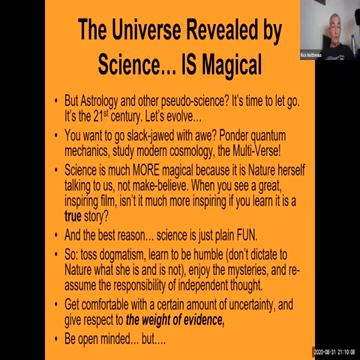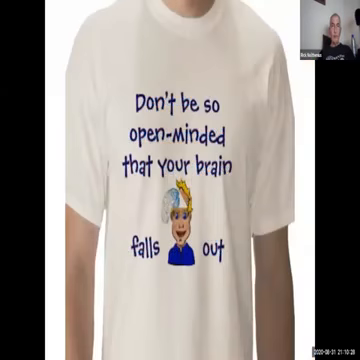So toss dogmatism, learn to be humble, don't dictate to nature what she is and is not. Enjoy the mysteries and resume the responsibility of independent thought. Get comfortable with a certain amount of uncertainty, give respect to the weight of evidence. Be open-minded, but don't be so open-minded that your brain falls out.